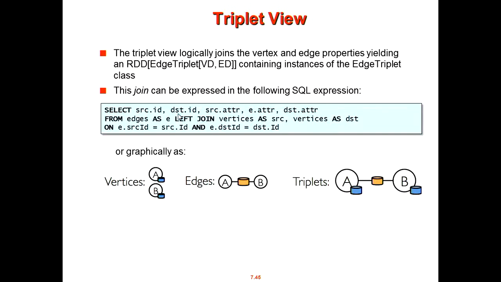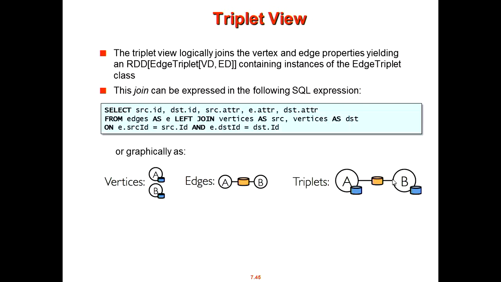So we select, assume it's from a table, the source ID, destination ID, source attribute, destination attribute, and the edge attribute. The select is from the edges as E, left join vertices as source and vertices as destination. So this is the source, this is the destination, and in the middle is the edge. And we do a join according to this condition: the source ID of the edge is equal to the node's ID, and the destination ID is equal to the destination ID. Finally, that's the join as a triplet.